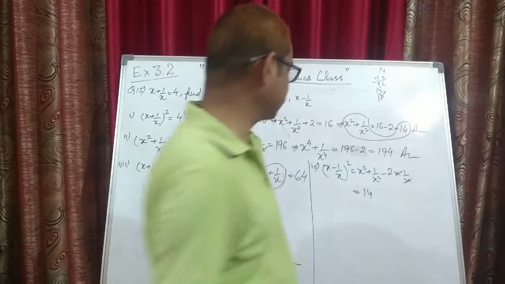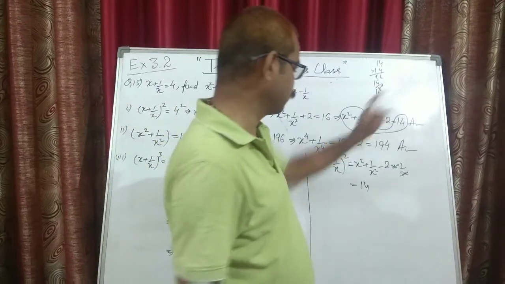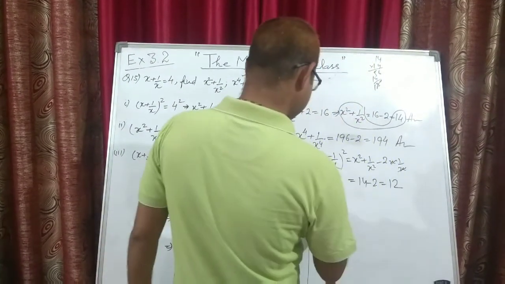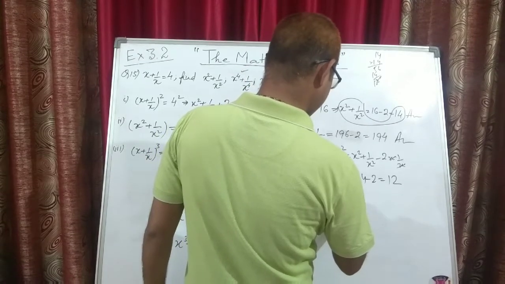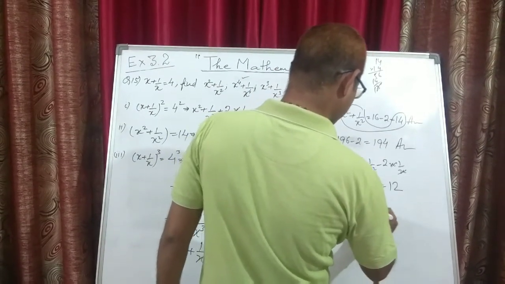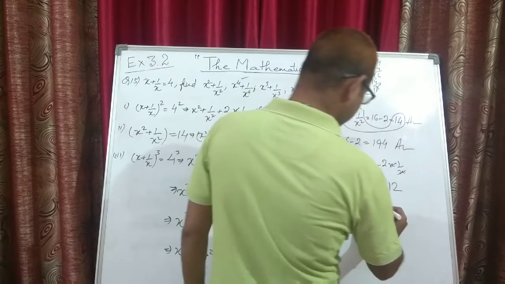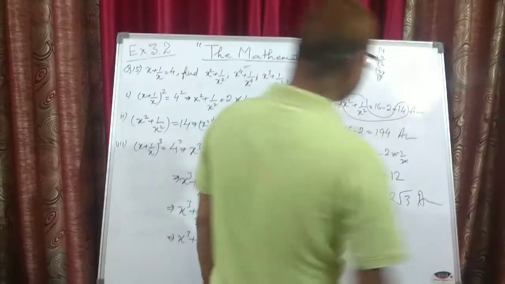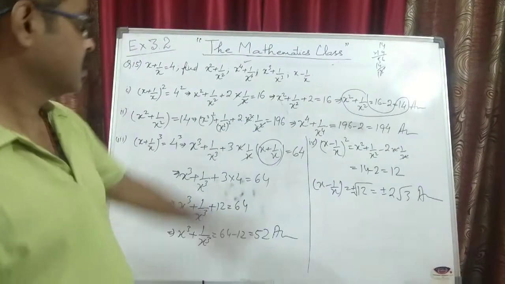From the first answer you can say x square plus 1 upon x square is equal to 14, and minus 2 means 12. It means x minus 1 upon x can be written as plus minus under root 12, and 12 is 2 root 3. So plus minus 2 root 3 is the final value of this 15th question.